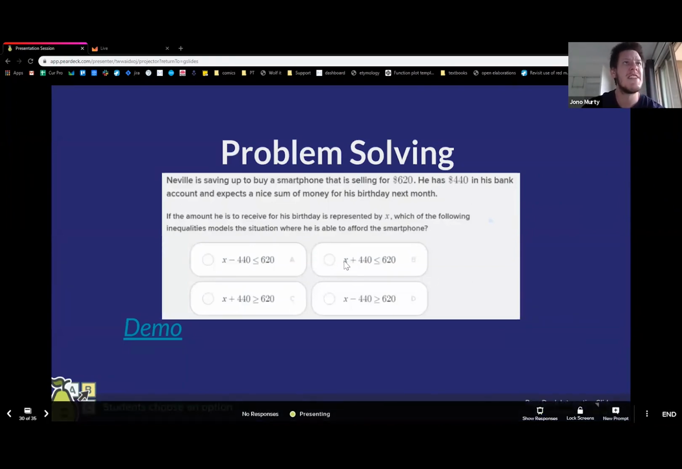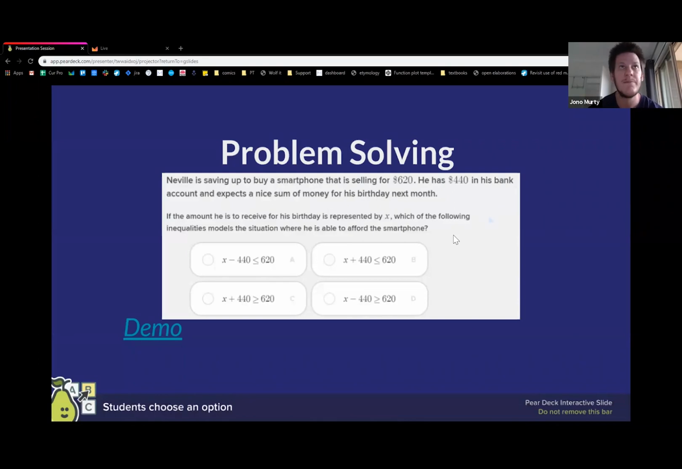Okay, Neville is saving up to buy a smartphone that is selling for $620. He has $440 in his bank account and expects a nice sum of money for his birthday next month. If the amount he is to receive for his birthday is represented by x, which of the following inequalities models a situation where he is able to afford the smartphone?